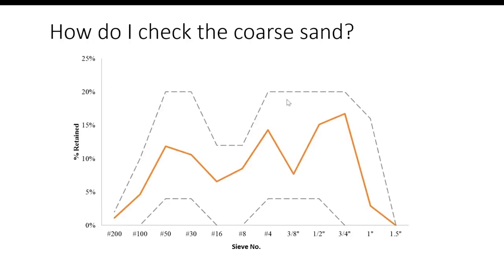Okay. We got a curve. I get the curve. And you want your combined gradation to be in the curve. I get that. Okay. But how in the world do you check your coarse sand? Well, number one, you say, is it within the boundary? Yep. Check. That looks good.